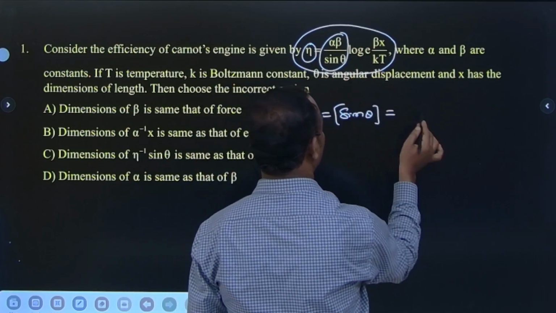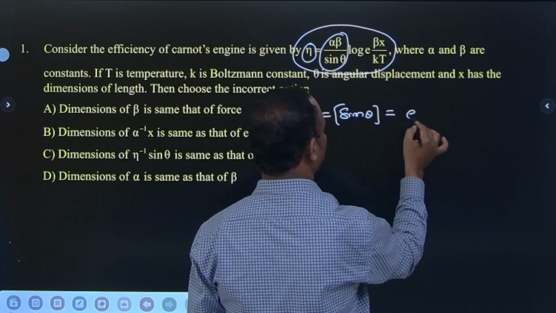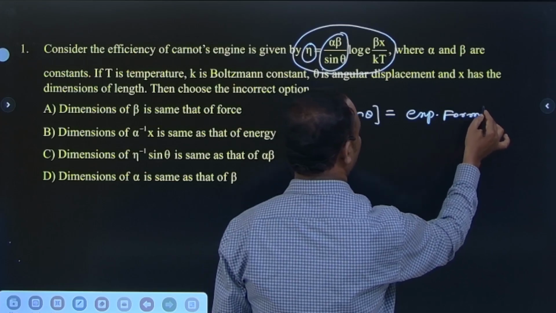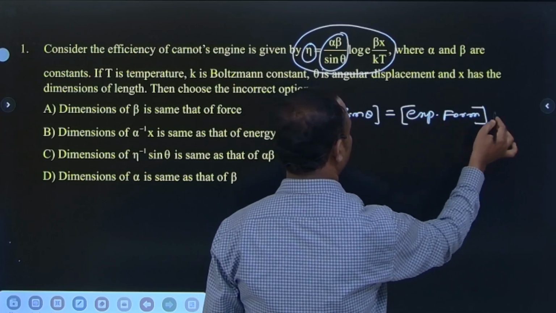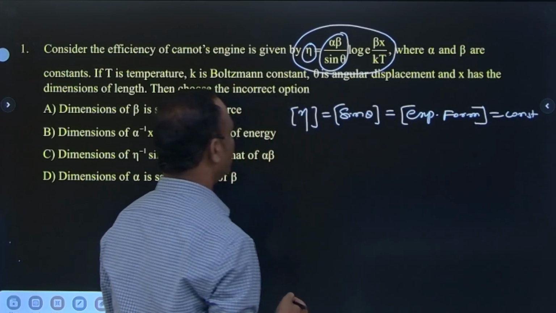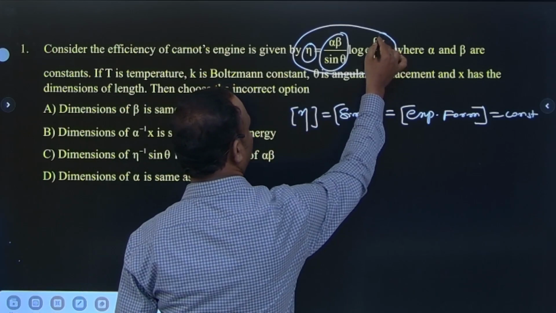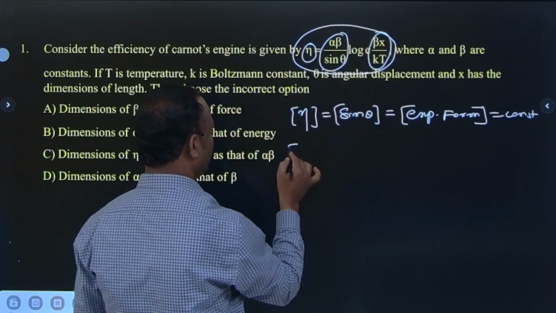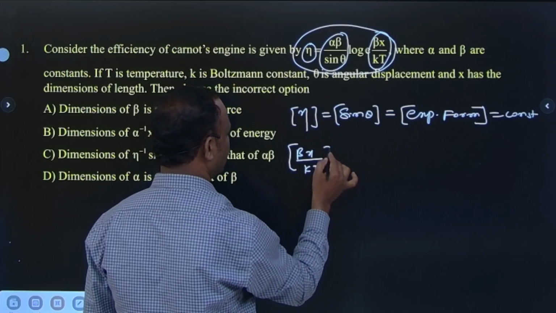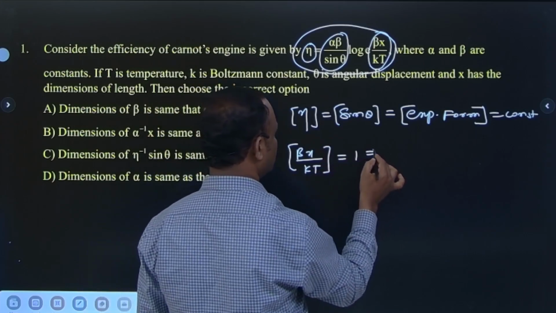Next is the dimension formula of the exponential form. The exponential form is also a constant. Everything here is a constant. Now I am talking about the dimensional formula of eta. First, this is a constant. The dimensional formula of beta x by kT is also a constant.